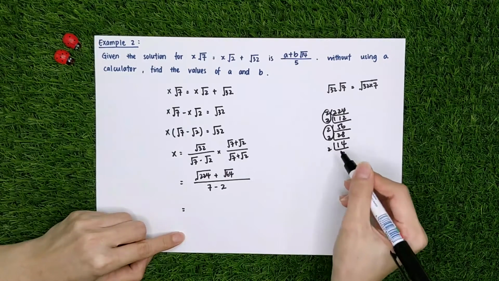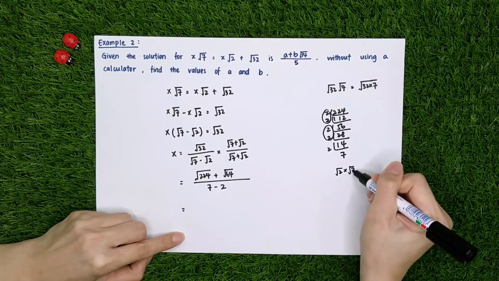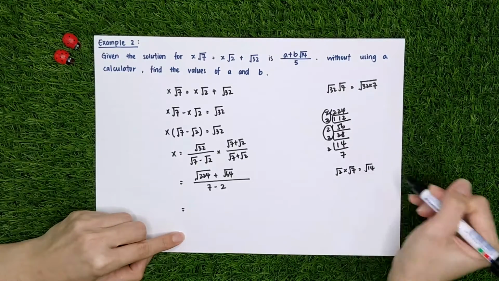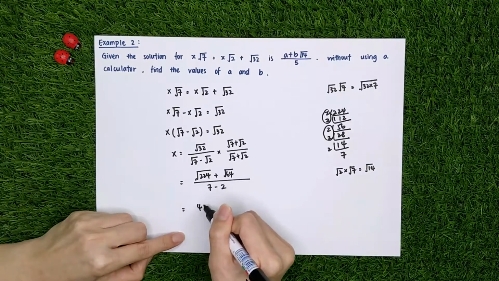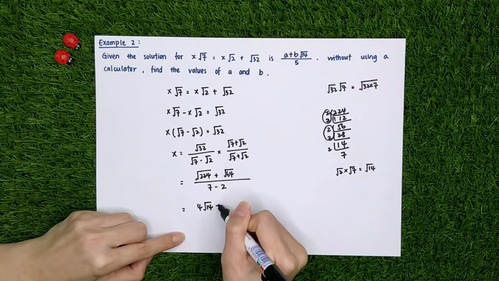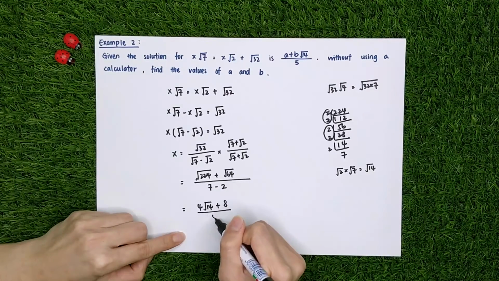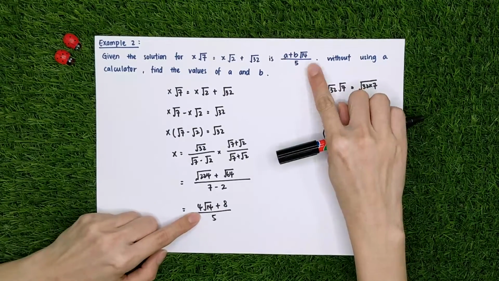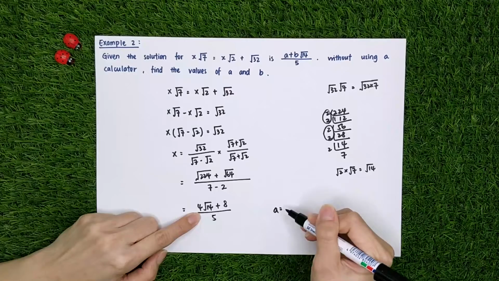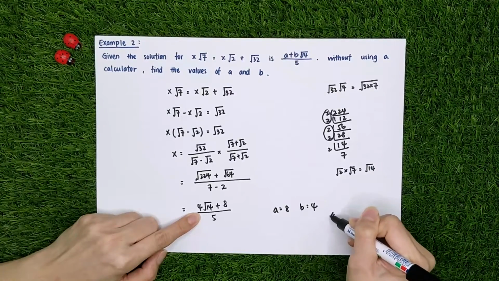So square root of 2 times square root of 7, you will get square root of 14. So I will get 2 times 2, you will get 4 here. Square root of 14 plus square root of 64 is 8. 7 minus 2, you will get 5. Okay, now you can compare with this. So I know that my A is equals to 8, B is equals to 4.